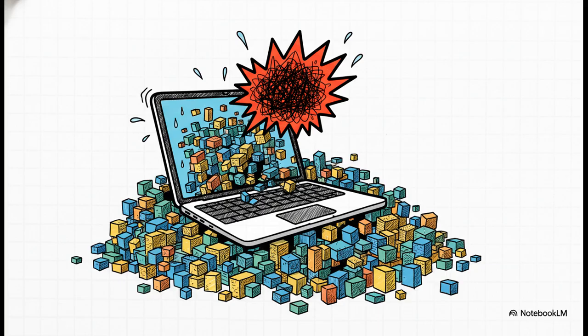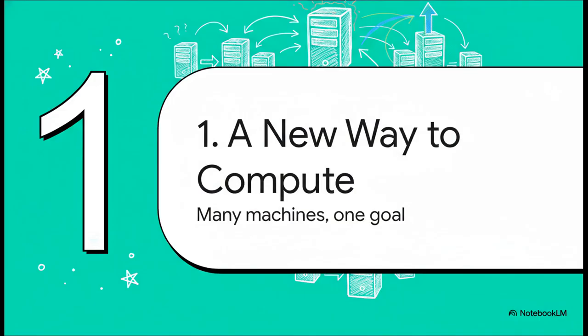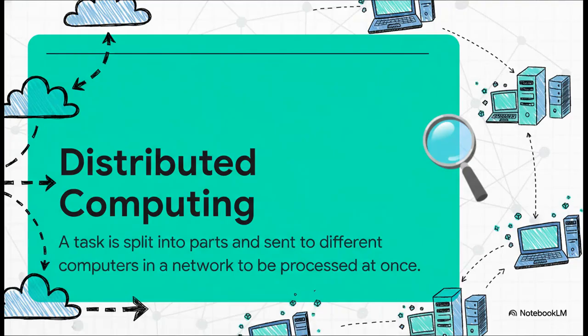So what's the solution? How do we get past this? Well, the answer isn't to just keep trying to buy a bigger and bigger computer. The real solution is to start thinking differently. Instead of one giant machine, what if we could use lots of computers all working together? This is called distributed computing, and it is the absolute core concept behind a technology called Apache Spark.